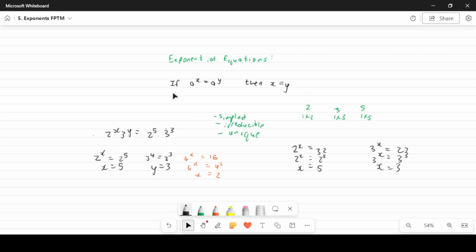And let me just re-emphasize, the bases just have to be the same. They do not have to be prime bases. But I use the logic of prime bases to explain the rule. Okay, but the bases just have to be the same. Okay, that's about it.